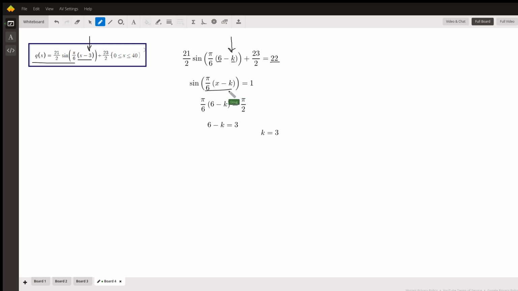So this is equal to the inverse sine of 1, which is pi over 2. Multiply both sides by 6 over pi. Solve for k. K equals 3. So there's the phase shift. That will shift the sine graph 3 to the right and make it equivalent.